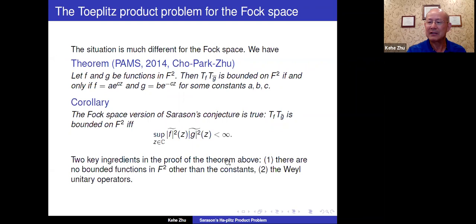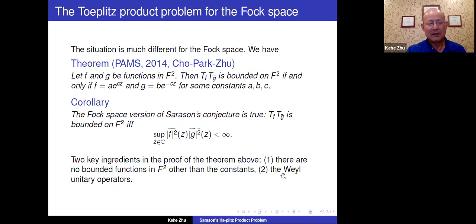Now, the main reason why Sarason's conjecture is true for the Fock space, or why this problem can be solved successfully, is based on two very classical things in analysis. One is Liouville's theorem, which tells us that on the complex plane, there is no non-constant bounded analytic function. You can think of that as a rigidity property for the complex plane, and that makes certain complex analysis on the plane easier. And then the second ingredient we're going to need is the Weyl unitary operators, which is a notion that is probably over 100 years old.